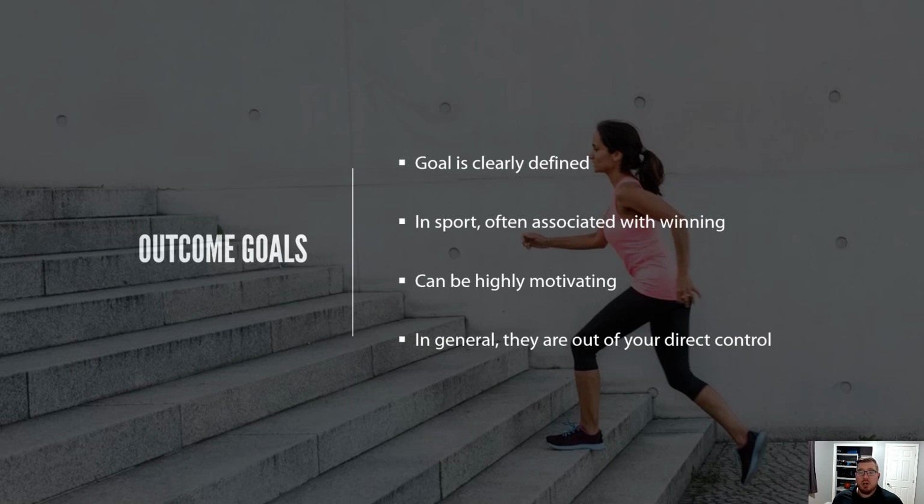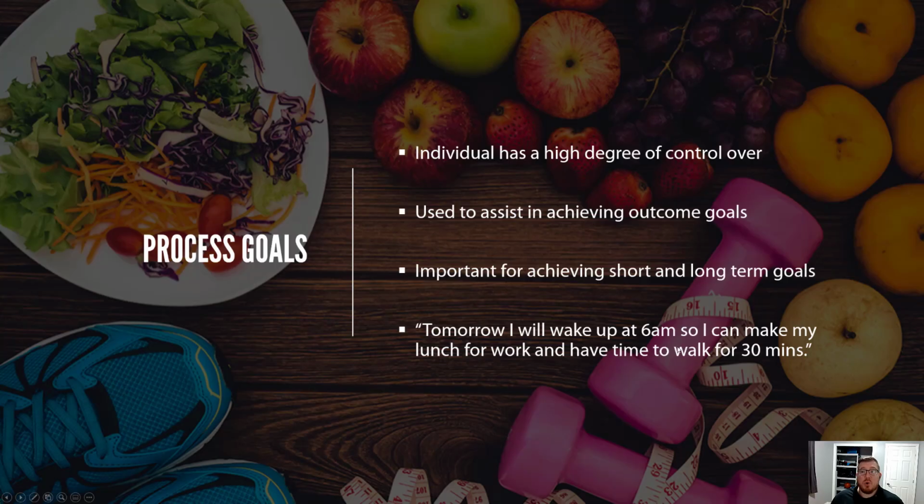These can be highly motivating to the individual or team. In a team setting, obviously winning the championship is motivating as a collective. But in general, these are usually out of your direct control. They have no control over who wins a championship. It might be them. They might play as well as they can. They might do everything right and still lose. So with outcome goals, we add in process goals to try to achieve those outcome goals. Now, process goals, the individual or team has a high degree of control over. So they're used in achieving those outcome goals.